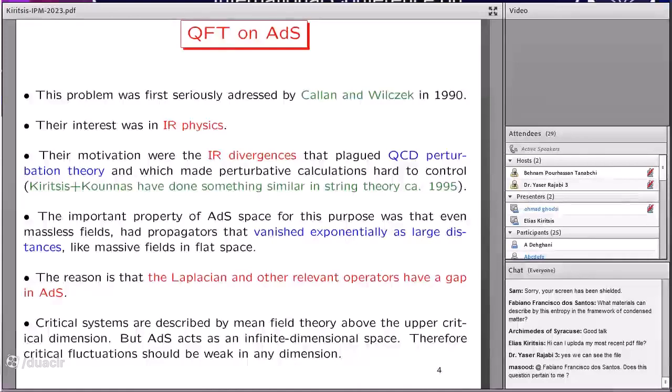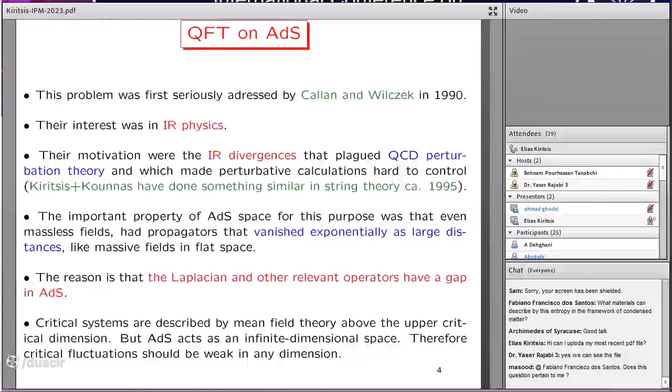And the reason that AdS space improves this is because of its property that even for massless fields in AdS, the propagators vanish exponentially at large distances, like if you had massive fields. And the reason, of course, for this is that if you consider the Laplacian and other relevant operators in AdS, they have always a gap.